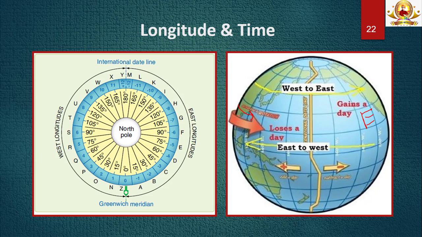Now let's calculate the time. How do we calculate time? Earth rotates 360 degrees. One more thing. When we go towards west, we lose a day, and when we go towards east, we gain a day. How? Let me tell you.